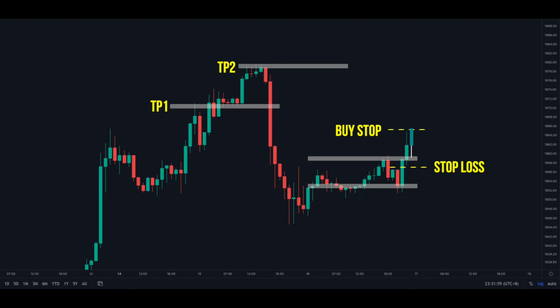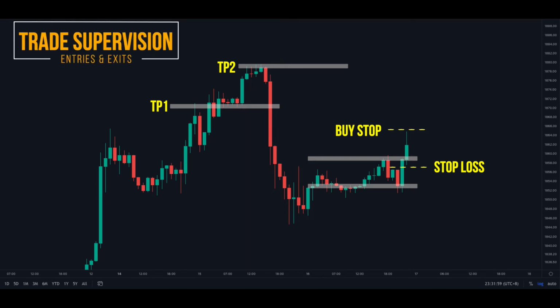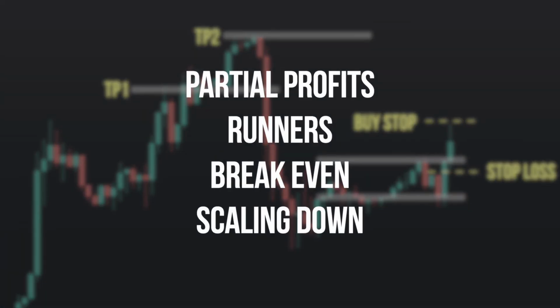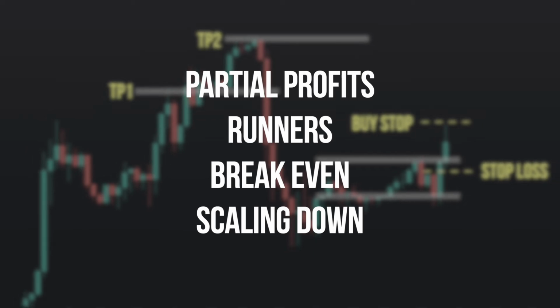And as we know, this chart already hit our TP. Nonetheless, let's say we didn't know that this price move was destined to hit our TP. Every trade requires trade supervision. Managing the trade allows us to mitigate risk and increase opportunities of profit. To supervise our trades, we consider four things: partial profits, runners, break even, and scaling down.